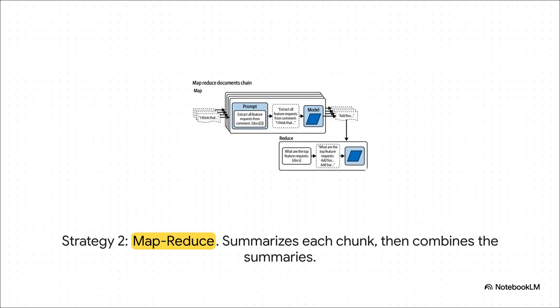Another really popular strategy is called MapReduce, and if that sounds familiar, it should. This concept is borrowed straight from the world of big data, used by companies like Google for years. The map step is where the AI creates a separate summary for every single chunk of text, all at the same time. Then, the reduce step takes all those little summaries and combines them into one final master summary. It's a classic, super scalable, divide and conquer approach.